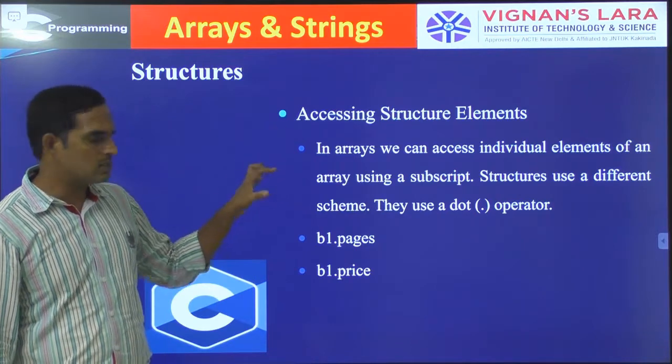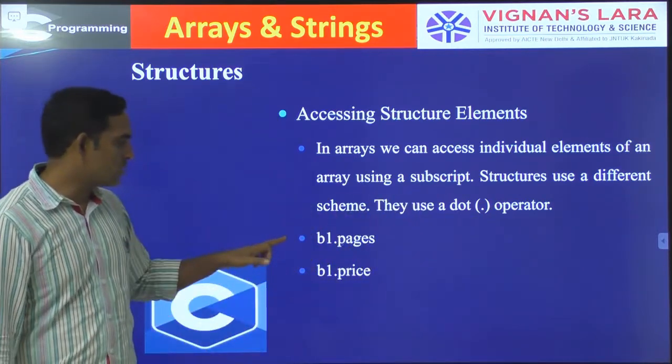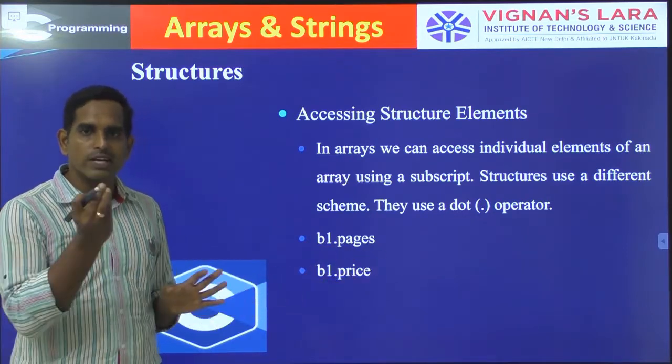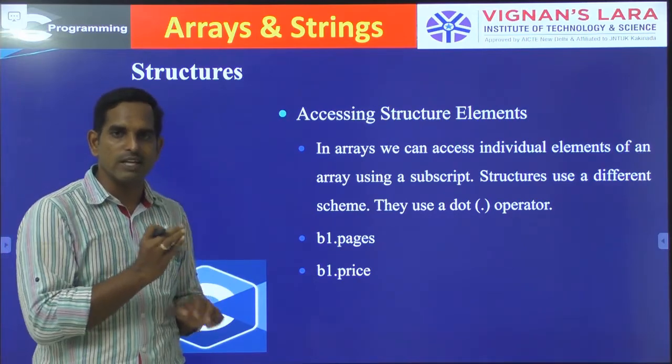In order to access the individual structure variables, we can use the dot operator. So we can use b1.pages, b1.price, like that. So we can use the dot operator to access the individual elements of a structure variable.